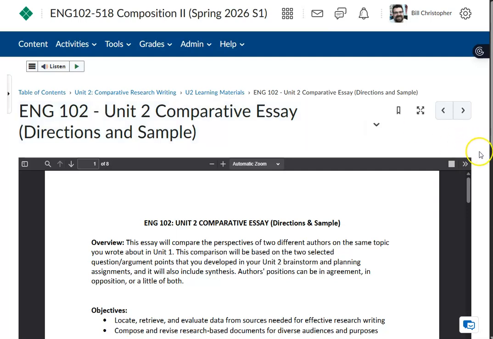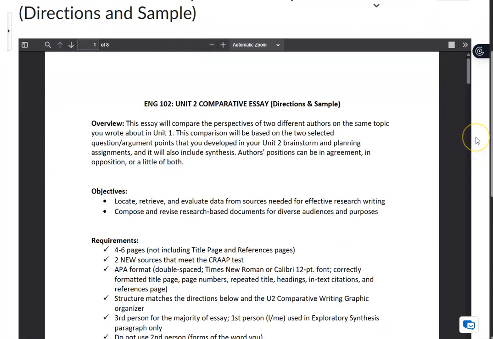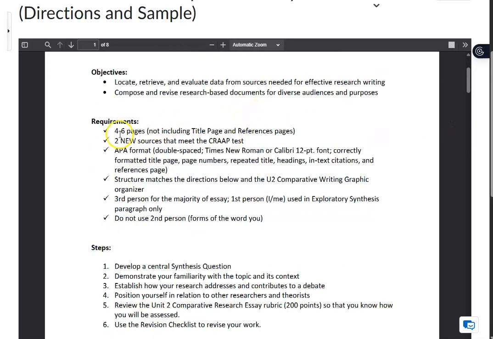The link is already in your assignment for last week. It is there for you to take a look at. It is also in the learning materials for Unit 2, so you should have every access to this document. This paper is going to be 4 to 6 pages. You will have the two sources that you have already been using for the Unit 2 assignments.